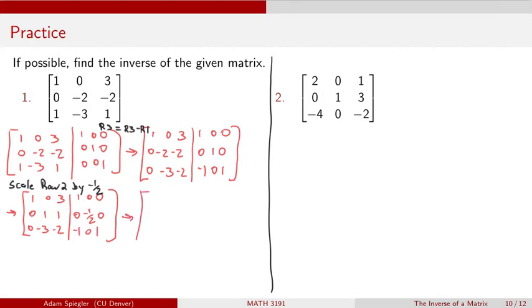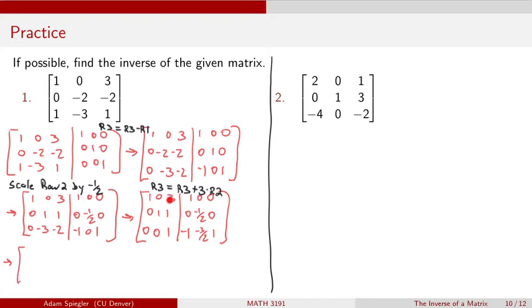And now let's eliminate below that next pivot. And so for that operation, we could replace row 3 with row 3 plus 3 times row 2. So row 1 and row 2 are the same. We haven't changed them. And after doing this operation, we now have a 0 beneath the next pivot. The next entry is 1, and then on the augmented side, we have a -1, -3 halves, and 1.